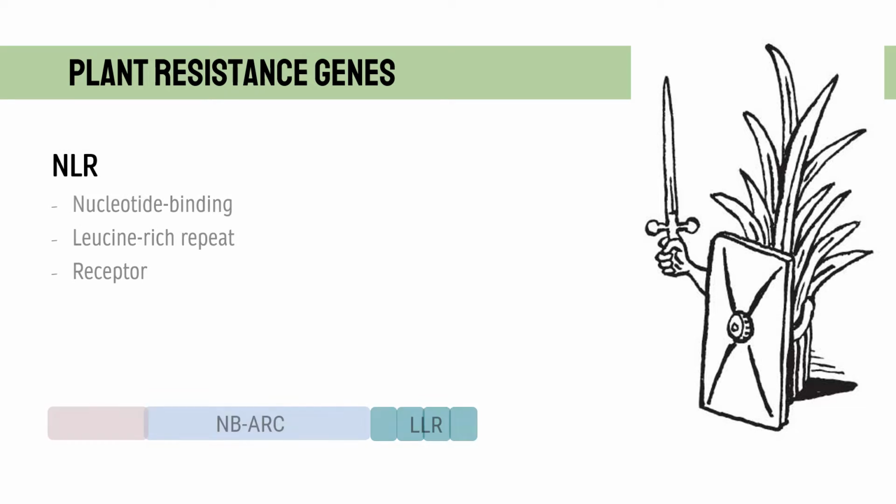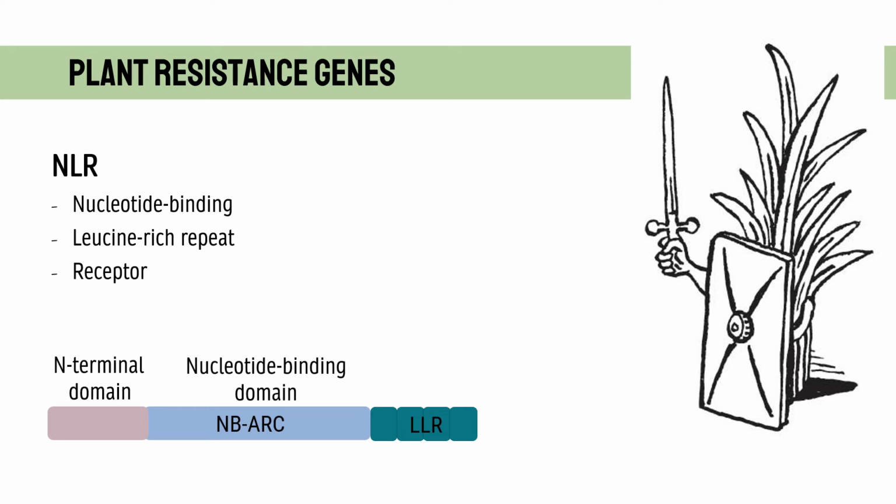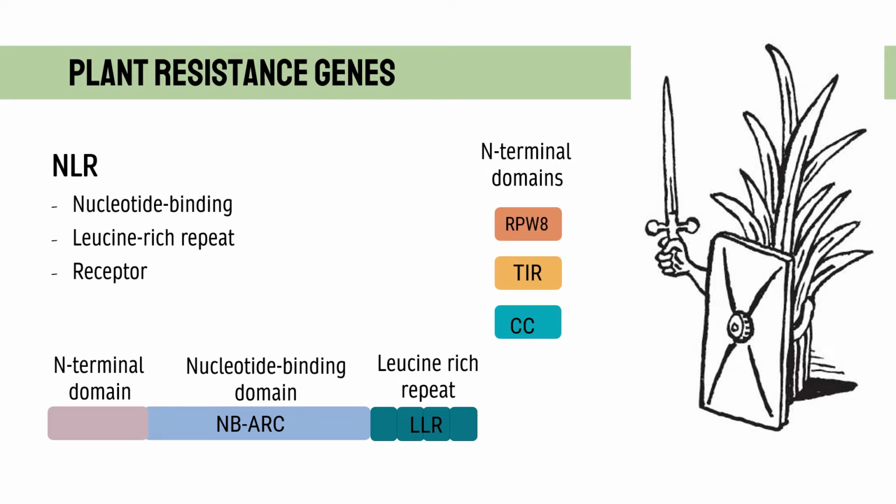These are known as NLR, or nucleotide-binding leucine-rich repeat receptors. These have a very characteristic structure composed of an N-terminal domain, a nucleotide-binding domain, and a leucine-rich repeat. And the N-terminal domains can be comprised of the RPW8, TIR, or coil domain.